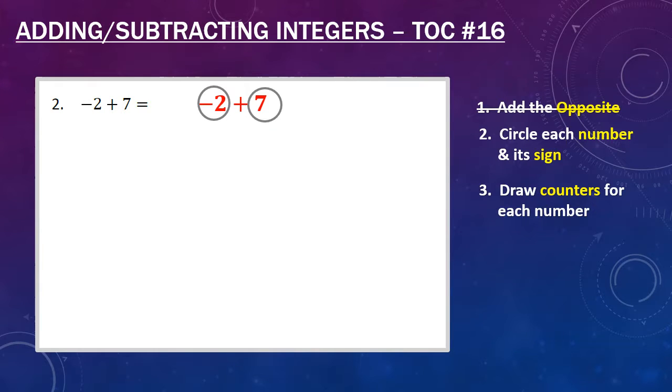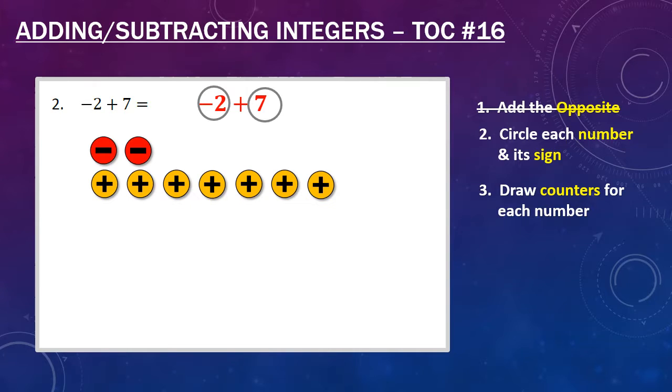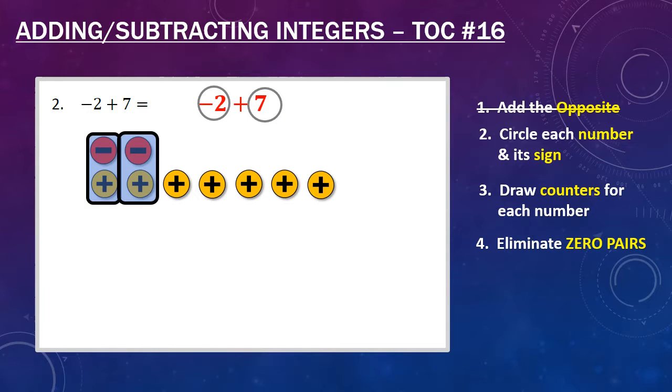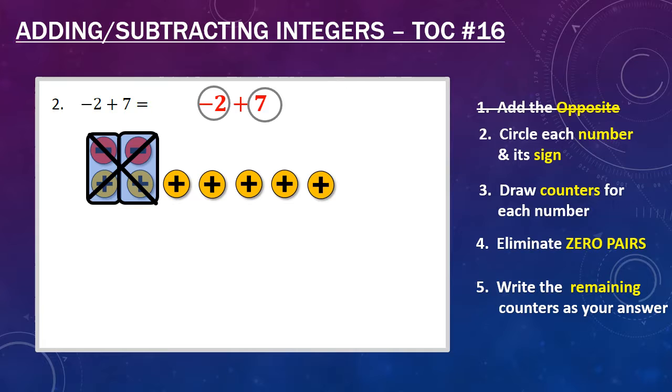Then I draw the counters for each number. I need 2 negatives, and then I need 7 positives. Then I eliminate zero pairs. Here's one zero pair. Here's another zero pair. That's a positive and a negative, because a positive plus a negative equals a 0. Then I can cross those out because they all equal 0. And what's left is my answer. 1, 2, 3, 4, 5. +5.